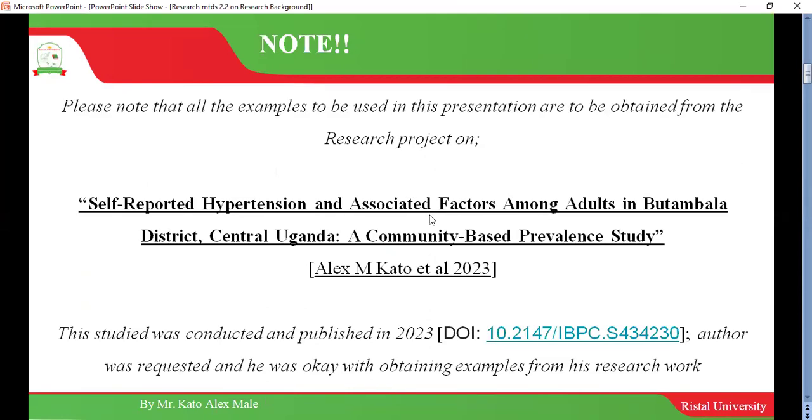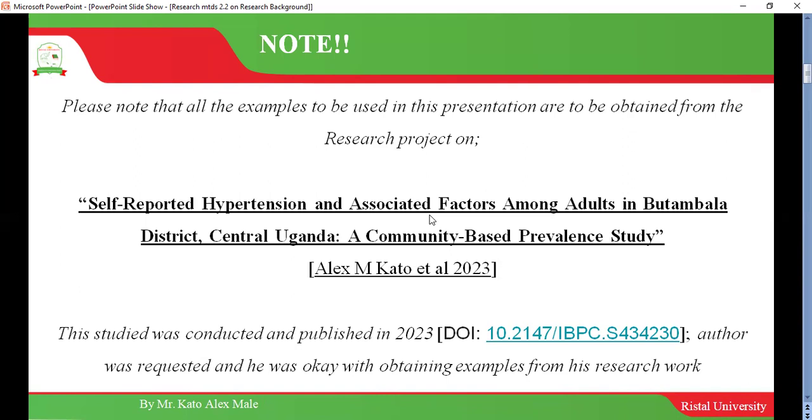Please note that all the examples to be used in this presentation are obtained from the research project on self-reported hypertension and associated factors among adults in Butambala district of central Uganda. It was a community-based prevalence study by Alex M. Kato et al., 2023. Meaning once you enter that name, Alex M. Kato et al., 2023, you can access this document on the internet. This study was conducted and published in 2023.